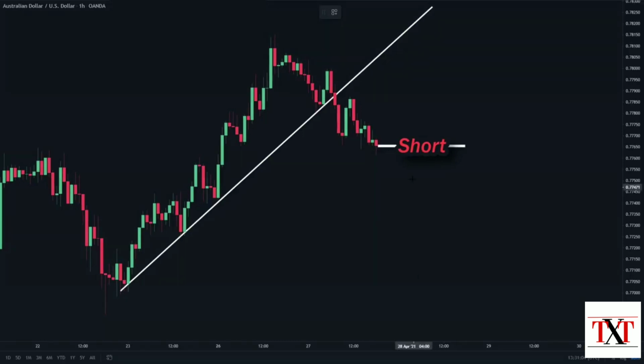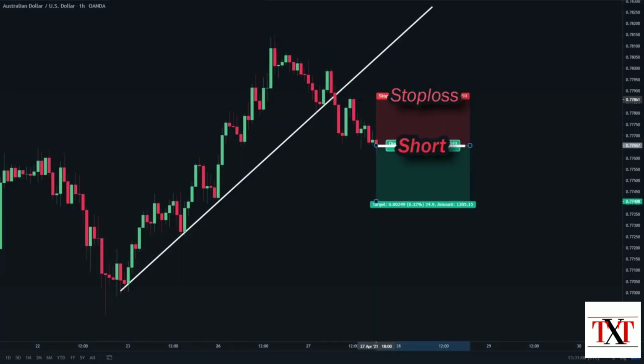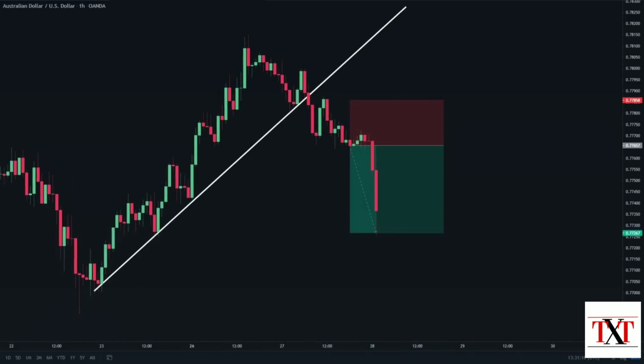And for your exit strategy, you can place your stop loss at the nearest key level and set your profit target at a 2-to-1 risk ratio. And as you can see, this ends up being another profitable trade.